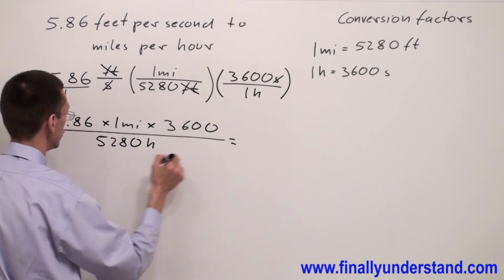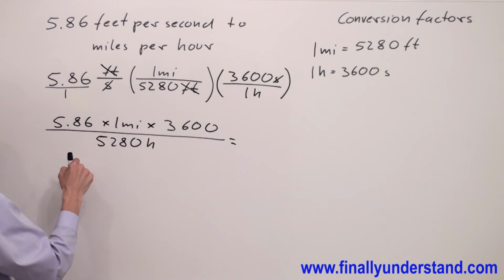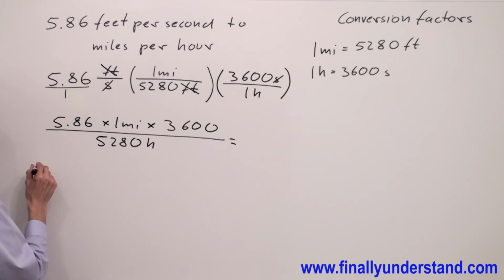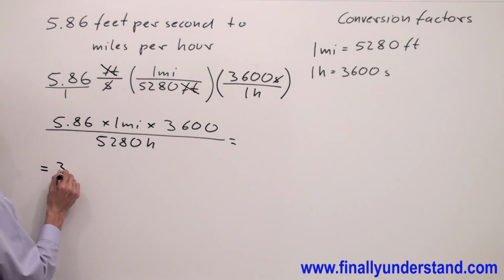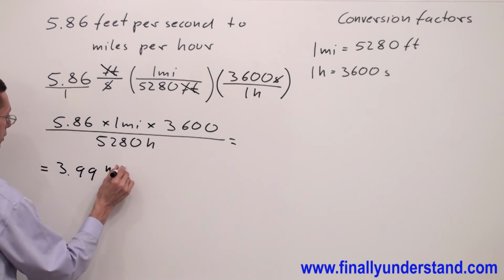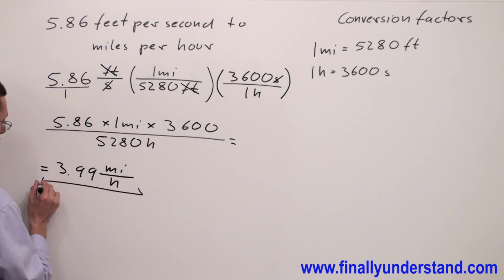Next, you're supposed to use the calculator and multiply the numbers in the numerator and the result divided by the denominator. This is equal 3.99 miles per hour. This is the solution to my problem.